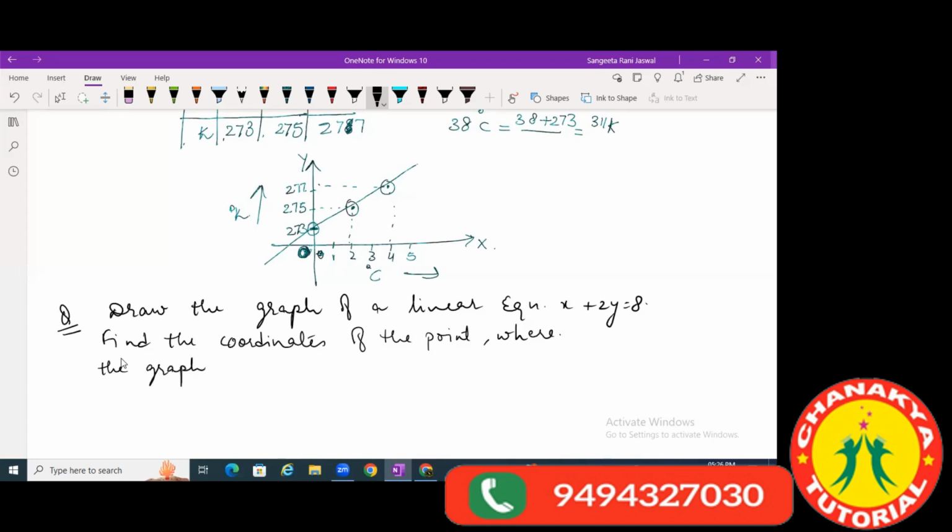Find the coordinates of the point where the graph of the equation meets the line.